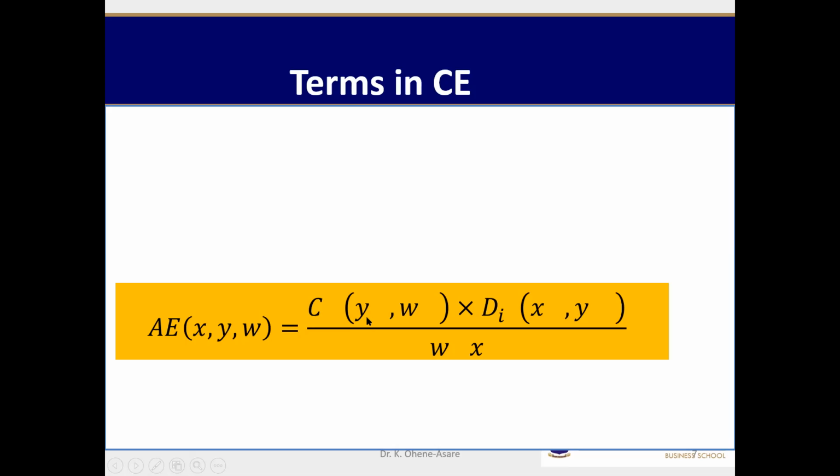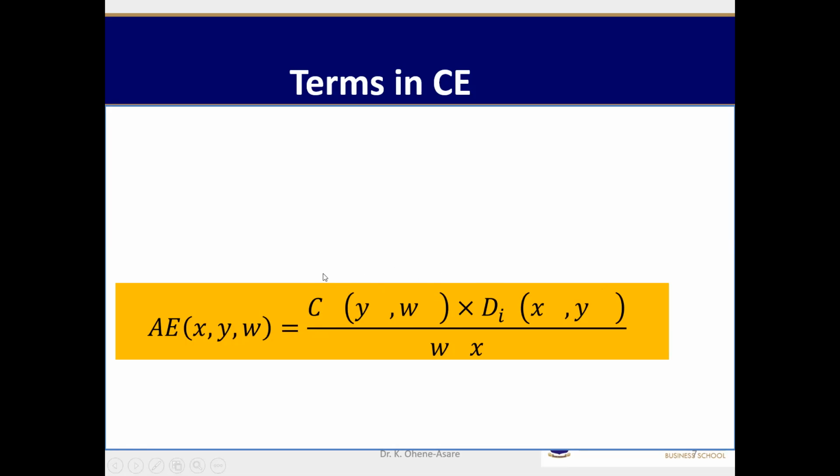What am I saying? The entire cost efficiency is the allocative efficiency times the technical efficiency. So the one on the top here is more or less, ideally, the technical efficiency. Okay, it's more or less the technical efficiency. But of course, this top part, watch it.